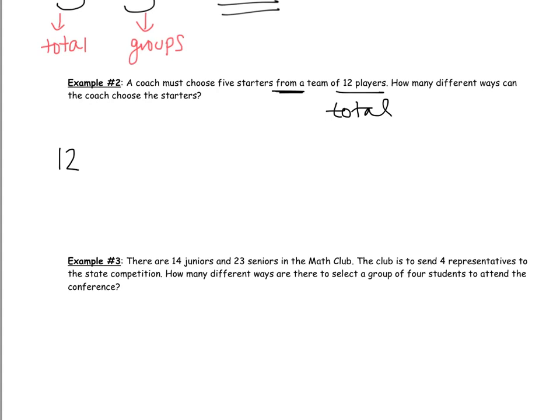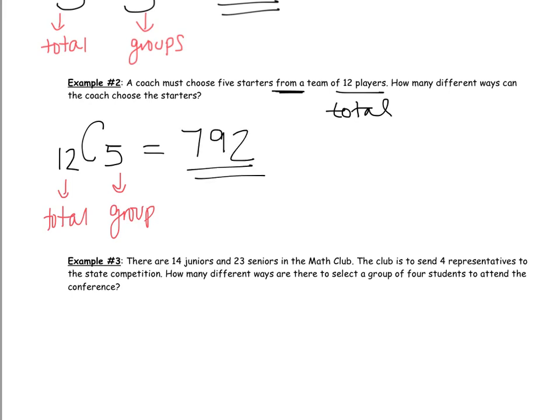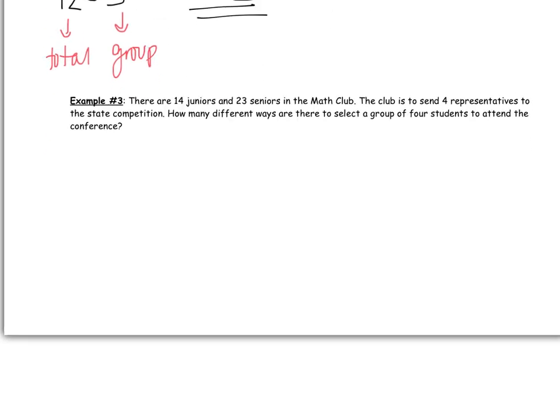But since I'm just saying I want to randomly pick these 5 people, I'm going to have 12 people and I want to choose groups of 5. So 12 is my total. And I want a group of 5. So go ahead, pause the video, plug that into the calculator. You should get 792. All right, last but not least, example number 3.